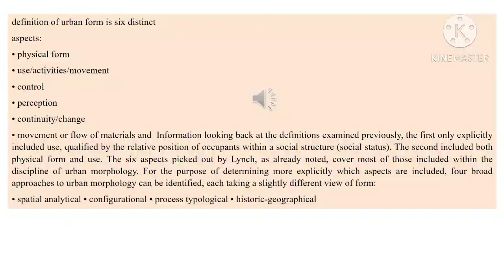Here we can also see the six definitions of urban form. Physical form: use, activities, movement, control, perception, continuity, change, movement of a flow of materials and information. Looking back at the definition explained previously, and the last one: spatial, analytical, configurational, process, typological, historic, geographical.